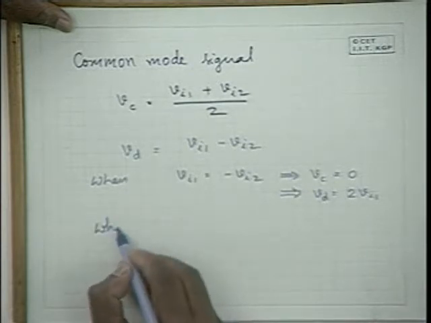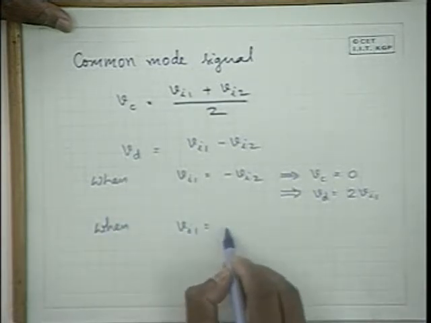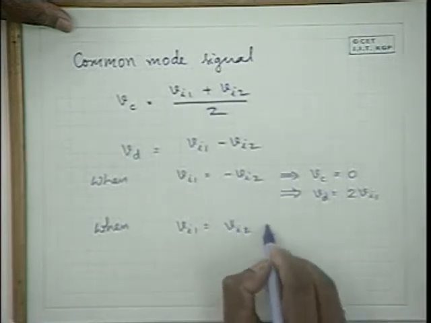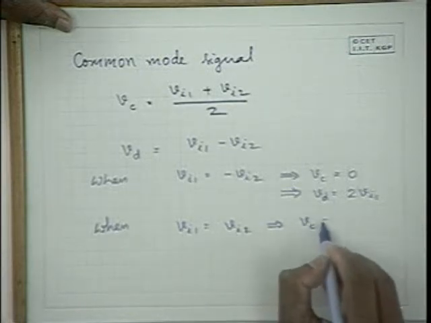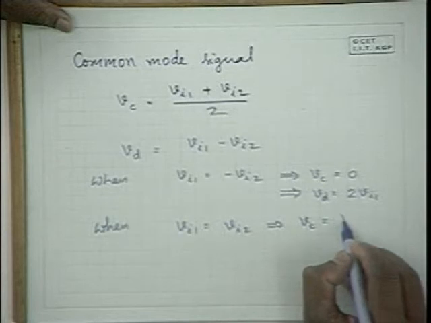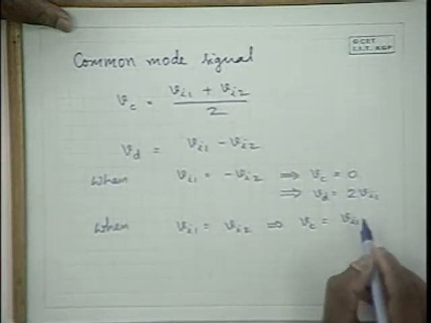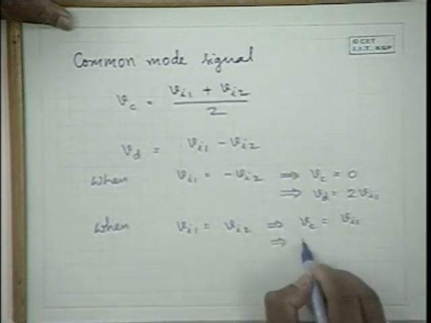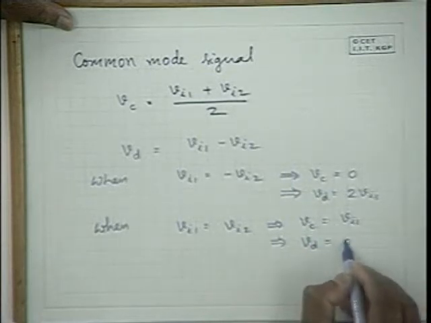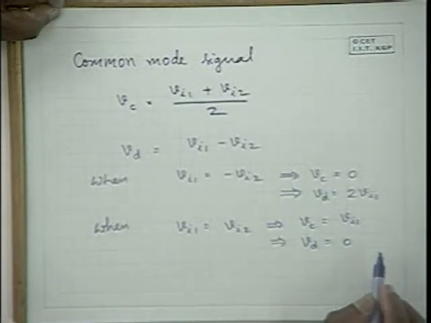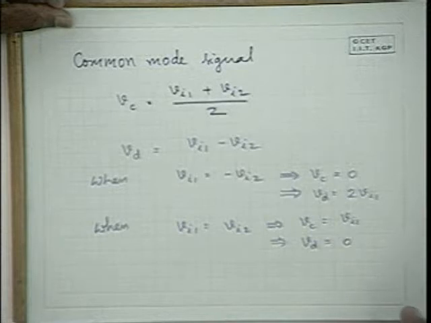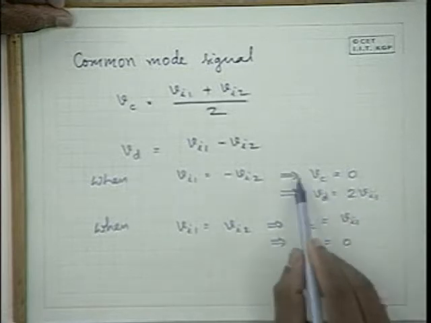Now, when Vi1 is equal to Vi2, you have the common mode signal equal to Vi1 itself, which is equal to Vi2 itself, and the differential signal is 0. So one can apply a common mode signal or a differential signal to a difference amplifier, and one can measure how much is the common mode gain and how much is the differential gain, because in this case the common mode signal is 0.